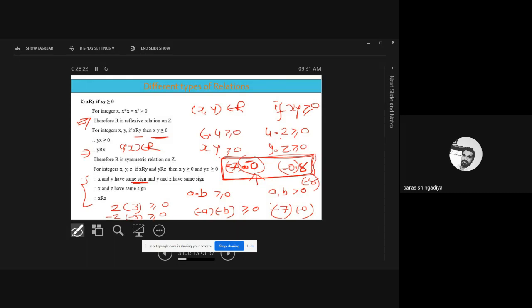Different sign होगी, then it is xy should not be greater than equal to 0. Equal to 0 means you consider this point of view also, minus 0 and plus 0, then it is valid form.